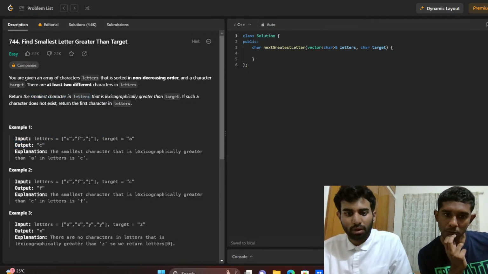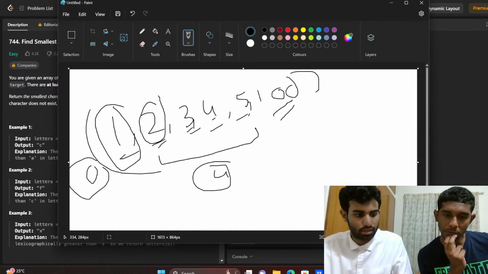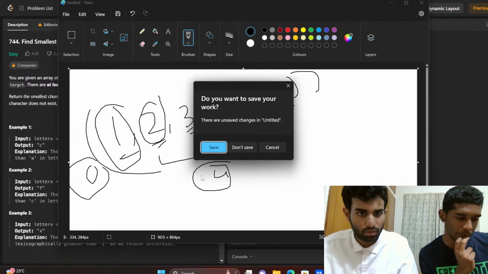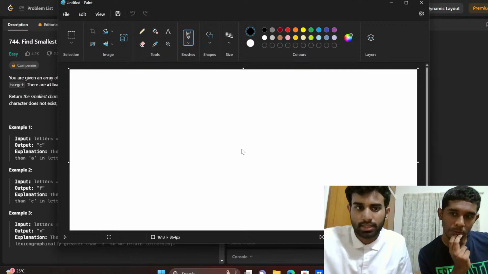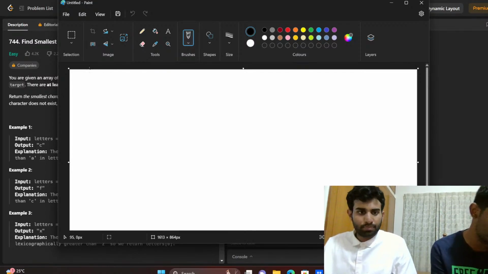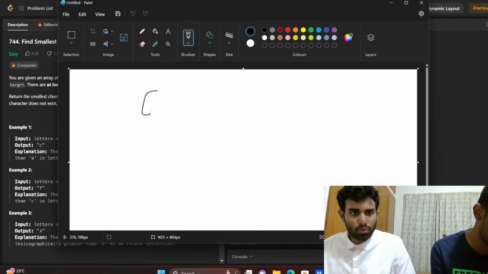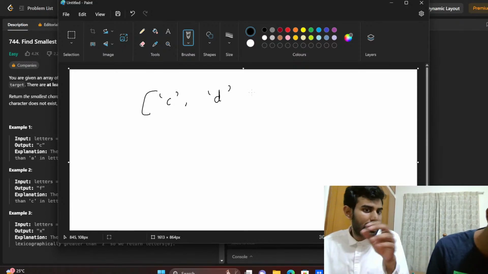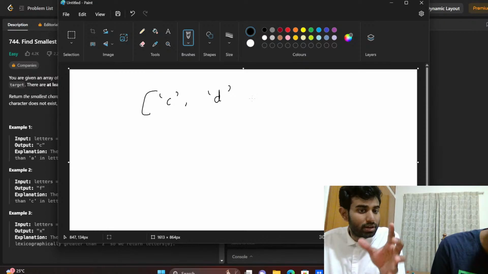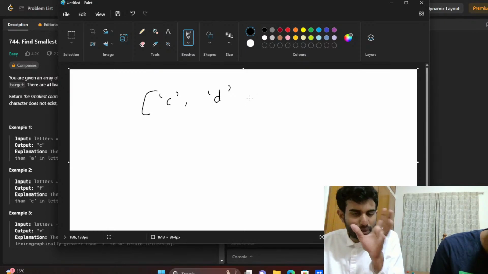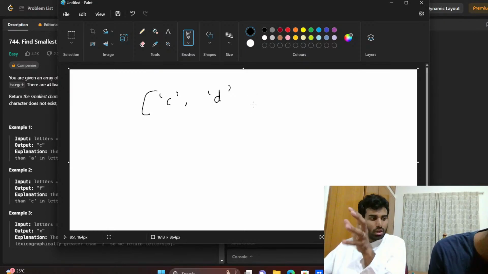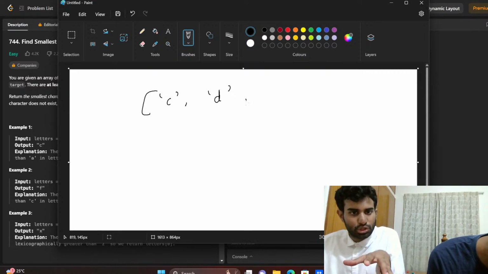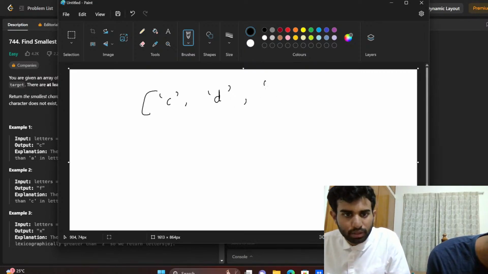So let's look at approaching this problem here. Let's take an example, our own example. Let's say you have C, let's say you have D, and also given that the array of characters is sorted. So that property is there. Whenever you have this sort of sorted structure, you know that you can use binary search. So let's just look at it in that case.